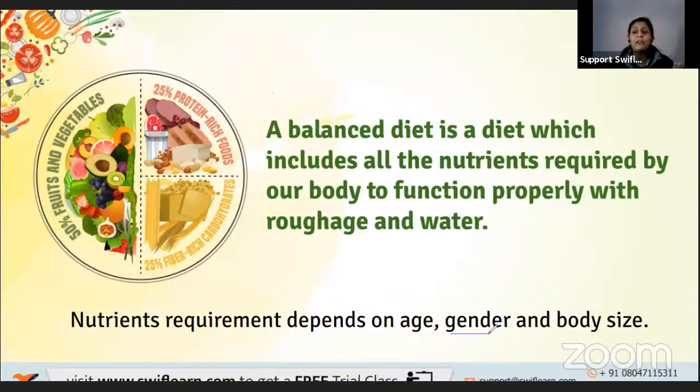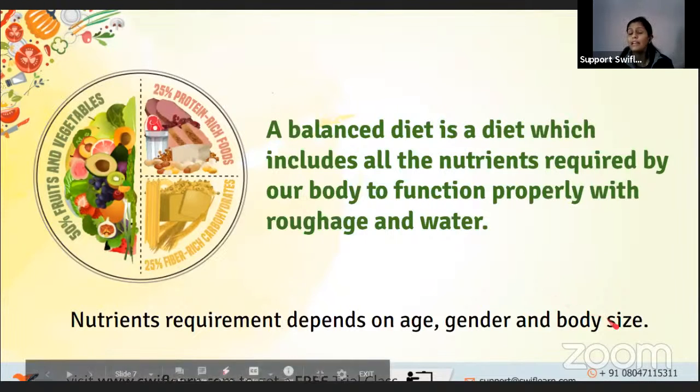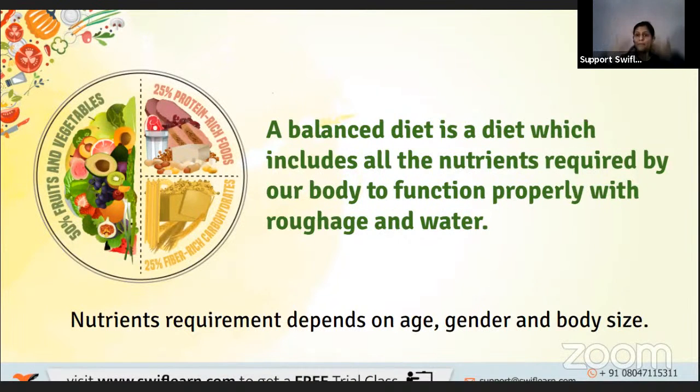The nutrition requirement of kids from the age of 1 to 13, obviously considering puberty also, is the same for girls and boys. But after that, the nutrient requirement changes according to the age of the kid. So the nutrient requirement changes according to age, gender and body size. Some people require more nutrients, and some require less. It depends upon your body size also.